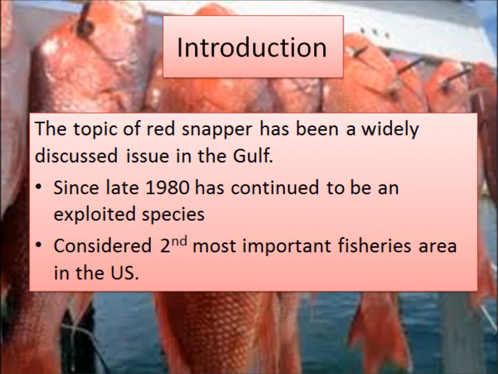So the topic of red snapper has been a widely discussed issue within the Gulf of Mexico. Since the late 1980s, red snapper has continued to be an exploited overfished species within the Gulf of Mexico among fishermen. Considered as being the second most important fisheries area in the United States, the management of red snapper in the Gulf of Mexico is vital.